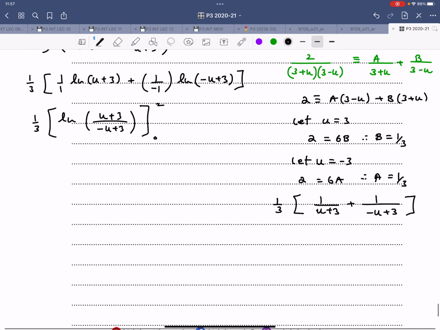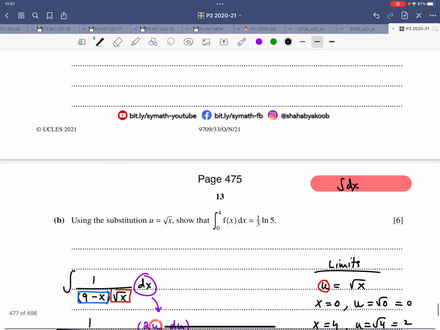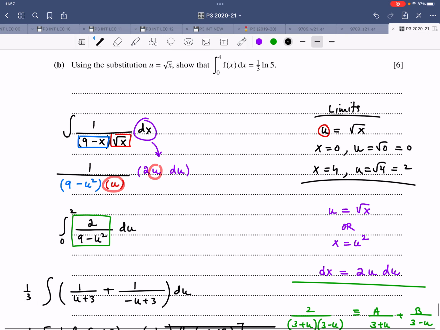That's good. So this is 1/3, 2 plus 3 is 5, and minus 2 plus 3 is 1, minus plug in 0. When you plug in 0, you get a 3 at the top, 3 at the bottom. So 3 over 3 is 1, ln of 1 is 0. So therefore the final answer is 1/3 ln 5, and it's quite easily done as compared to the other questions of integration that we usually come across.